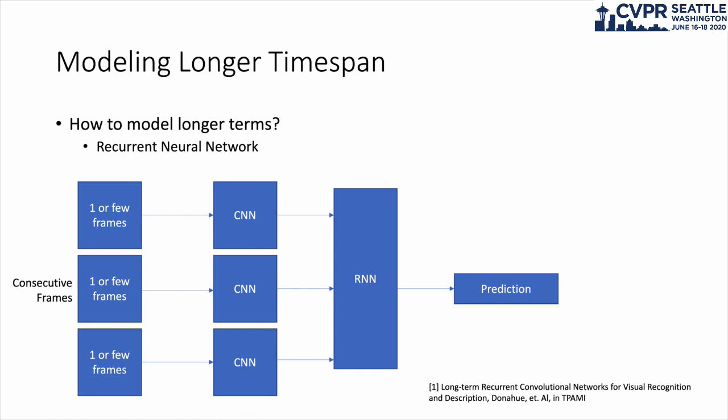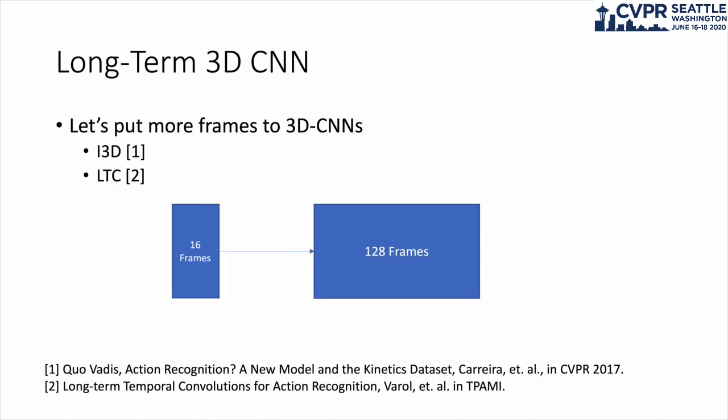A very straightforward method is to utilize recurrent neural networks, which comes in the long-term recurrent convolutional networks work. It just combines the CNN and RNN. It uses CNN to extract information from one snippet and feeds the information from the consecutive snippets to an RNN to make a prediction on the whole video. Another idea for modeling long-term information is just to extend the temporal dimension of 3D ones. For example, from the original 16 frames, later works proposed to extend that to 64 or 128 frames.